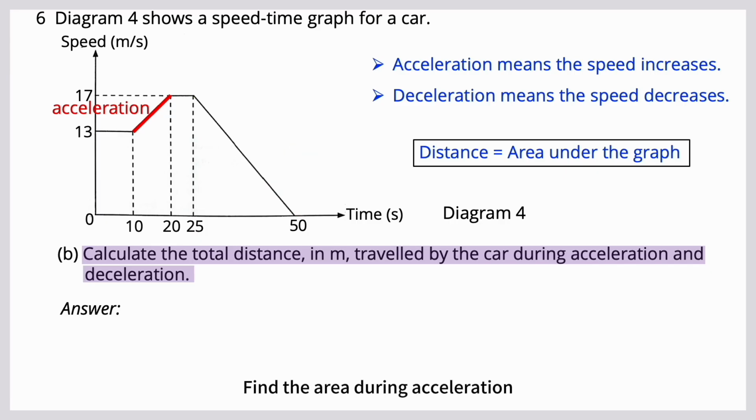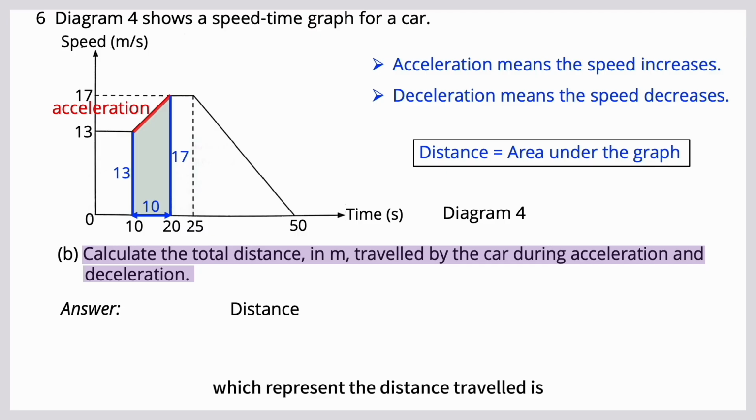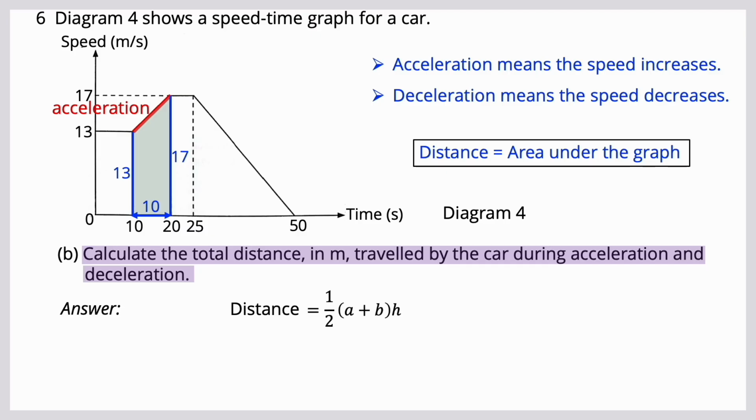Find the area during acceleration. That's the distance from 10 seconds to 20 seconds. The graph forms the shape of a trapezium. The two parallel sides are 13 and 17. The distance between the parallel sides is 10. So, the area of the trapezium, which represents the distance traveled, is 1/2 multiplied by the sum of the two parallel sides, then multiplied by the distance between them, the height. 1/2 times the sum of 13 and 17 times 10.